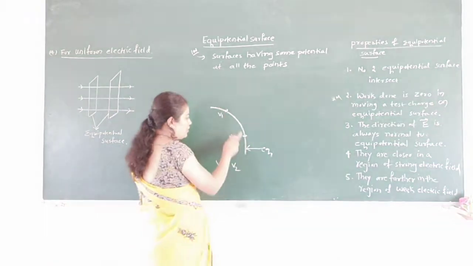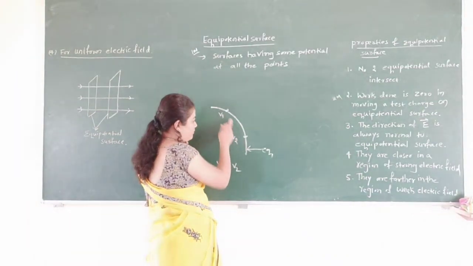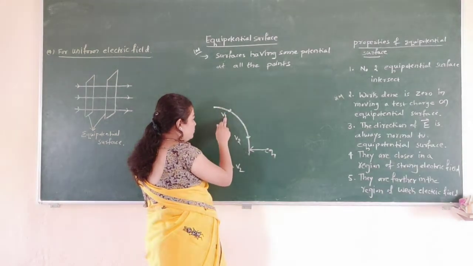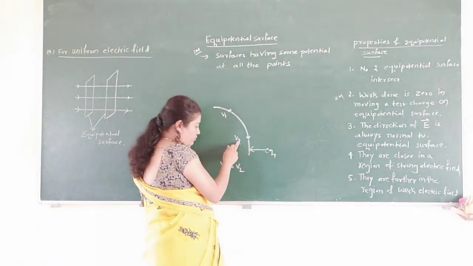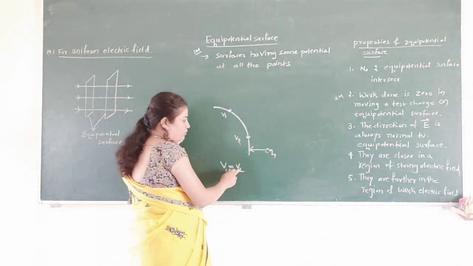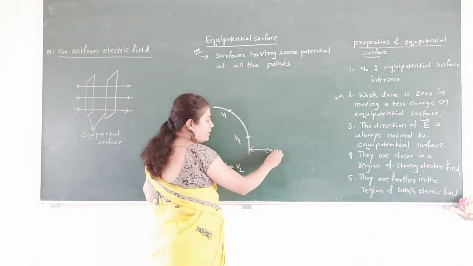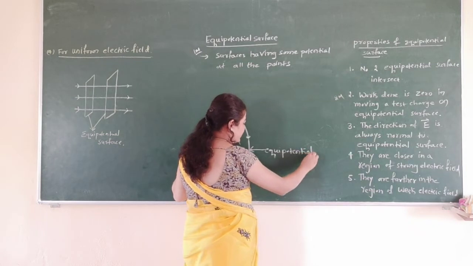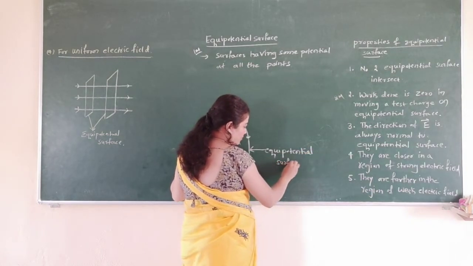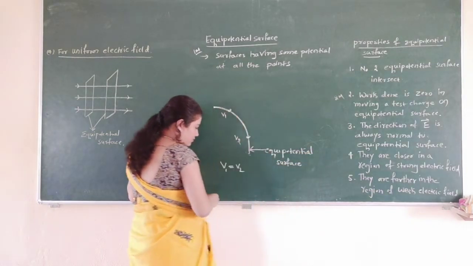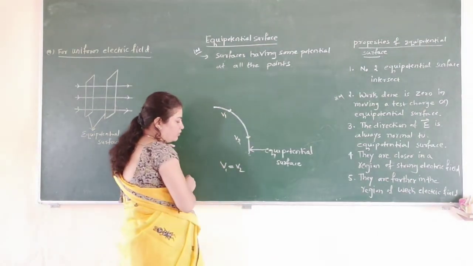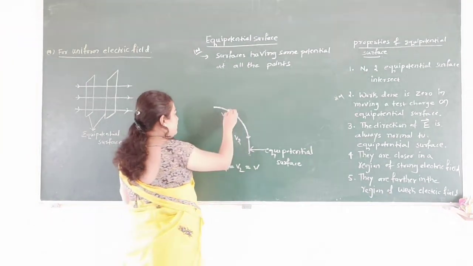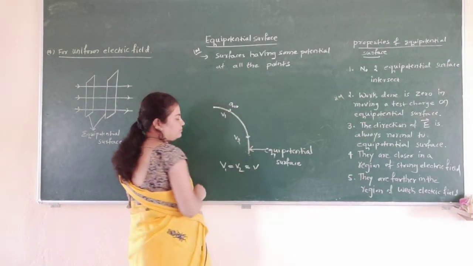So here I have drawn a surface. On that surface there are 2 points. Here the potential is V1, here the potential is V2. If V1 becomes equal to V2, then this surface is said to be what? Equipotential surface. Okay. Now here V1 equal to V2, that is equal to, you can write V. Now I place a test charge here.